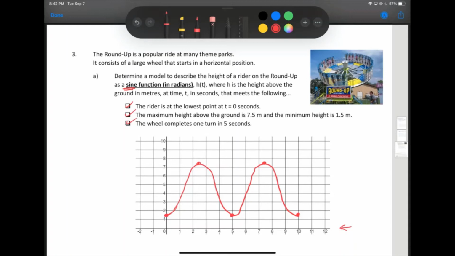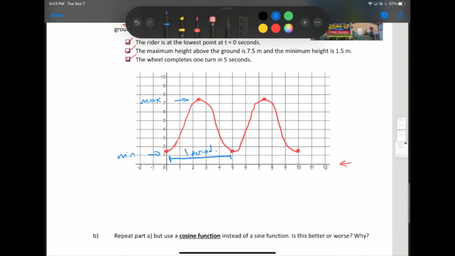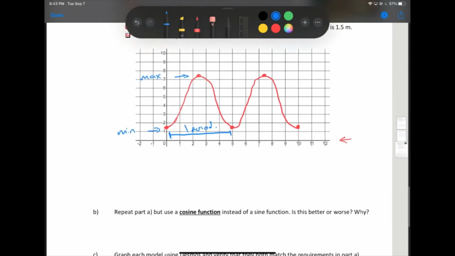Just going to put a few notes on here. This is the max height. This is the min height. This is 1 period. So we have a fair bit of information there. Now that I have that graph, and I'm pretty sure that graph captures everything required in the problem, what can I fill in?